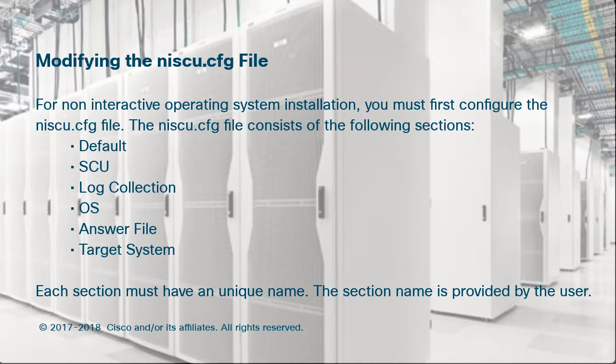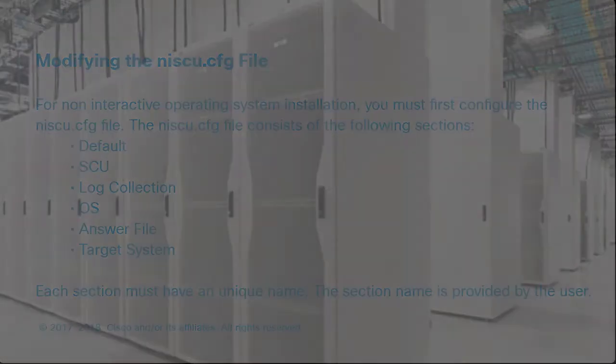Modifying the niscu.cfg file. For non-interactive operating system installation, you must first configure the niscu.cfg file, which consists of the default, SCU, log collection, OS, answer file, and target system sections. Each section must have a unique name. The section name is provided by the user.